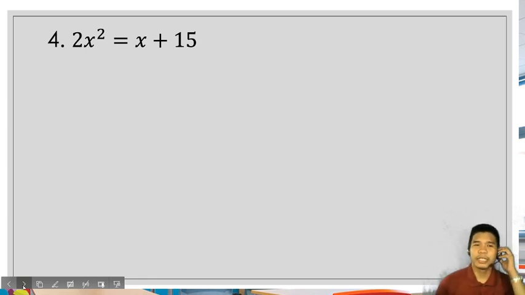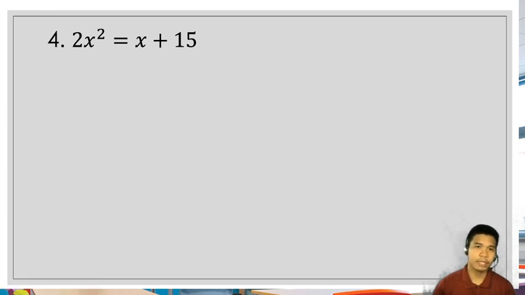Okay, so we are given here 2x squared equal to 7 plus 15. So, mas maganda gawin mo natin itong standard form. So, magiging 2x squared. Lipat muna natin yung negative x.